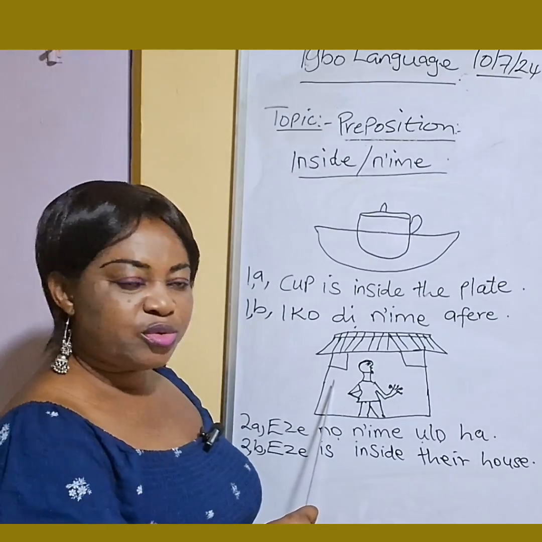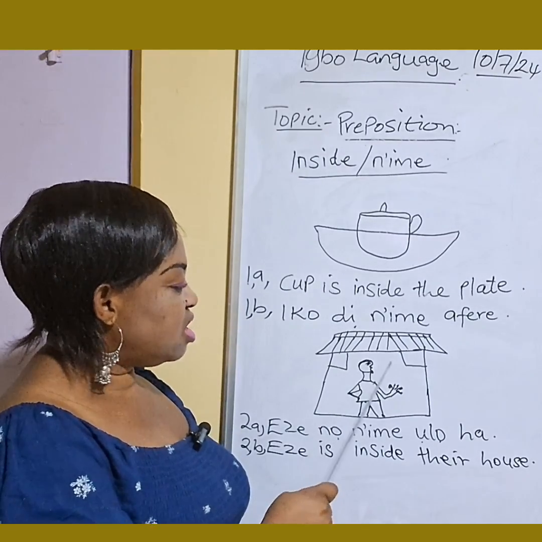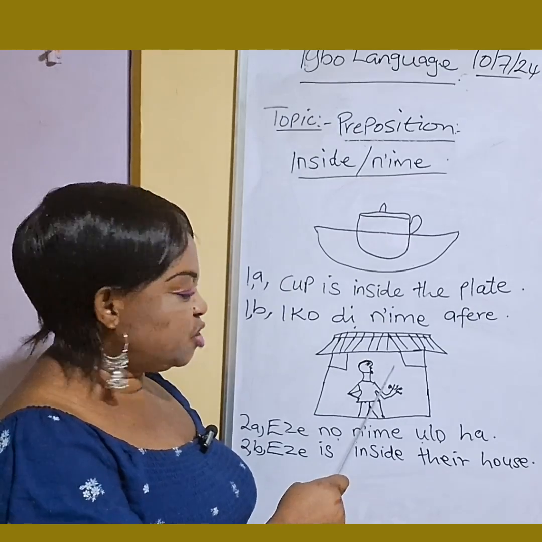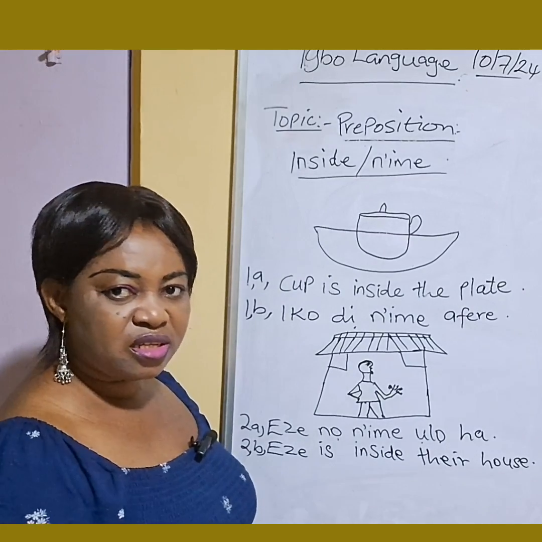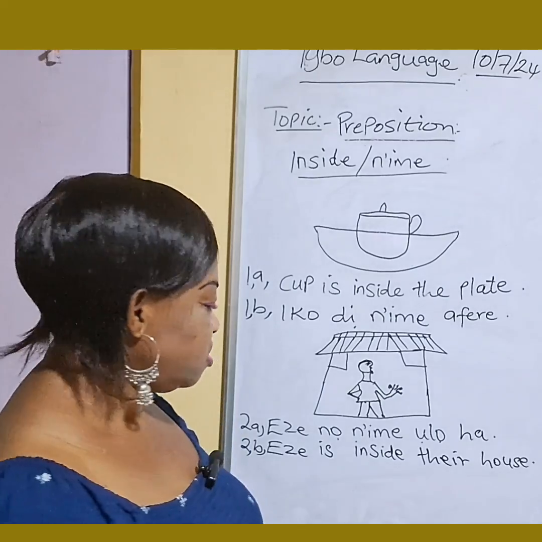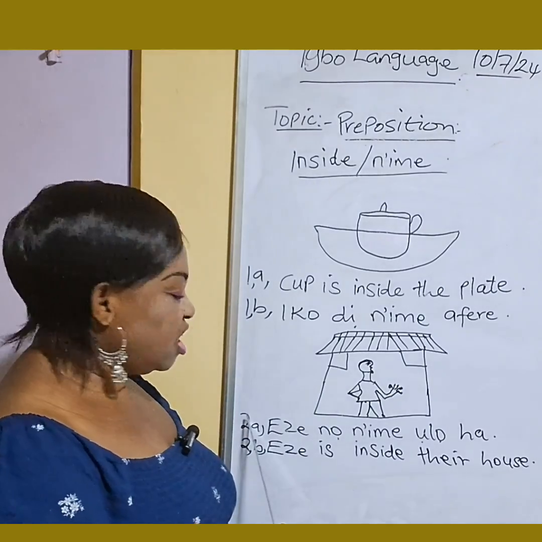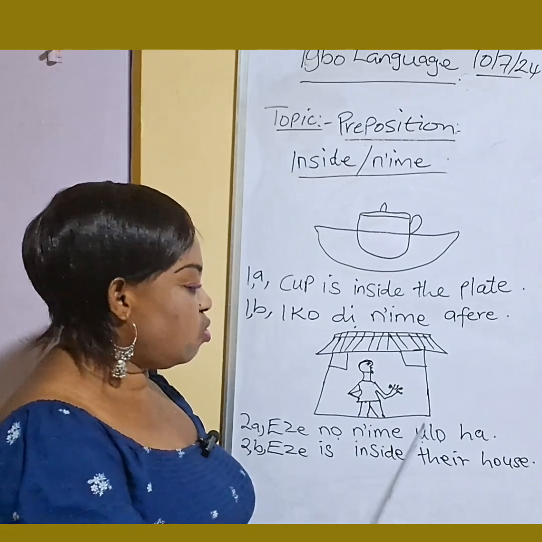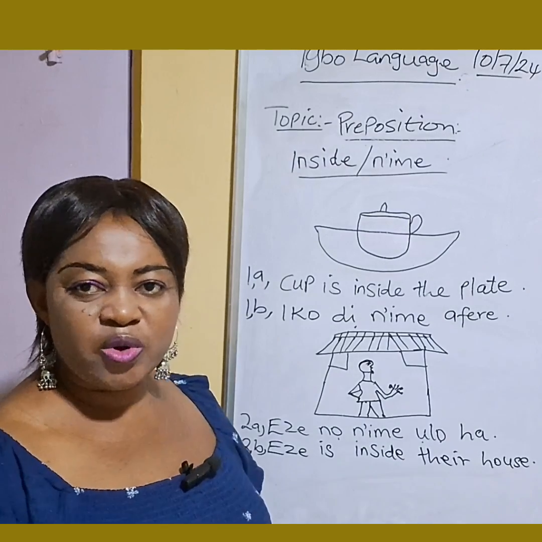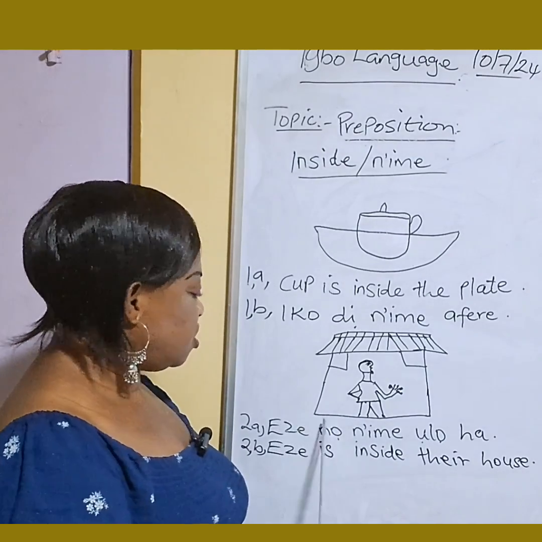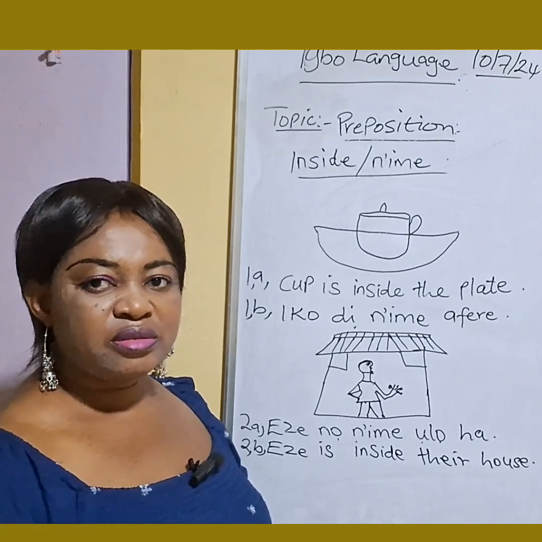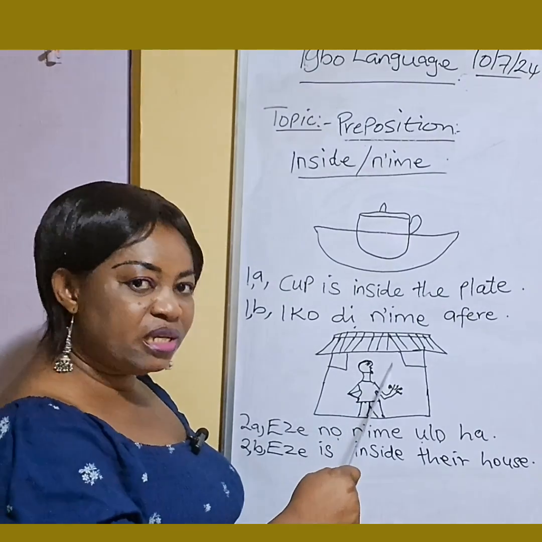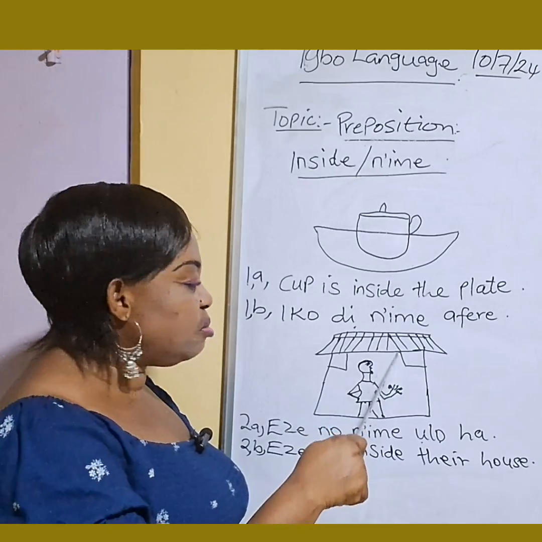Second example. You can see this building and you can see a person standing inside. This person is called Eze. Say Eze. Sentence number 2A says, Eze nọ n'ime ụlọ ha. Mmadụ niile kwuo ya. Eze nọ n'ime ụlọ ha. Ị ga-ahụ na ebe eze nọ bụ n'ime. N'ime ebe, ime ụlọ ha.